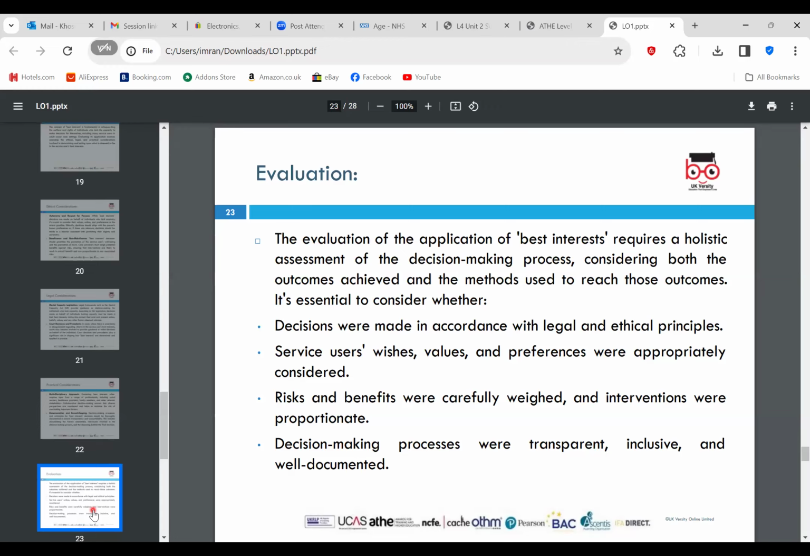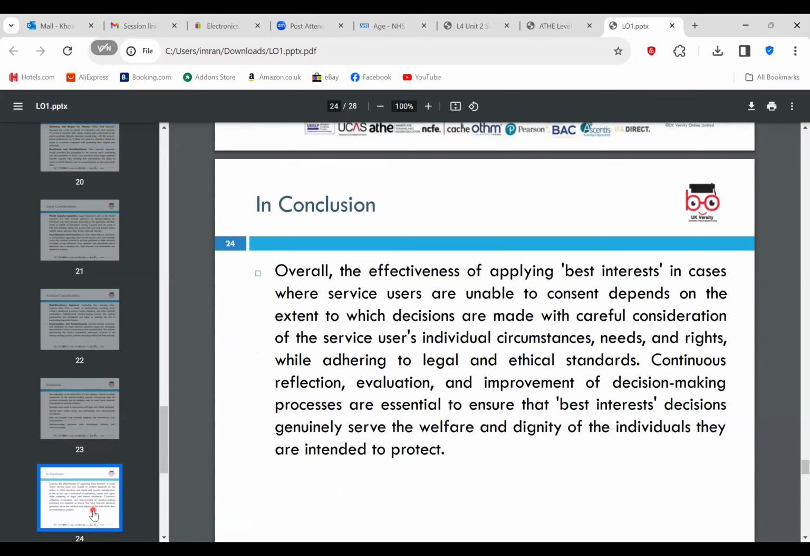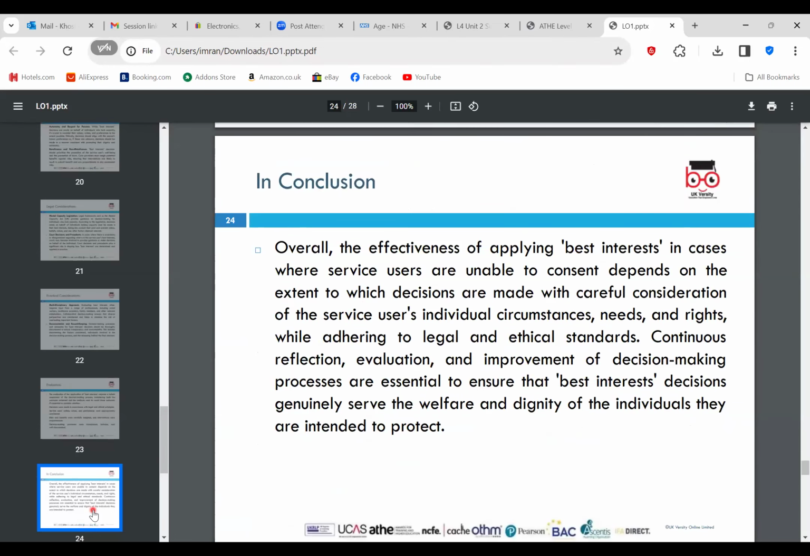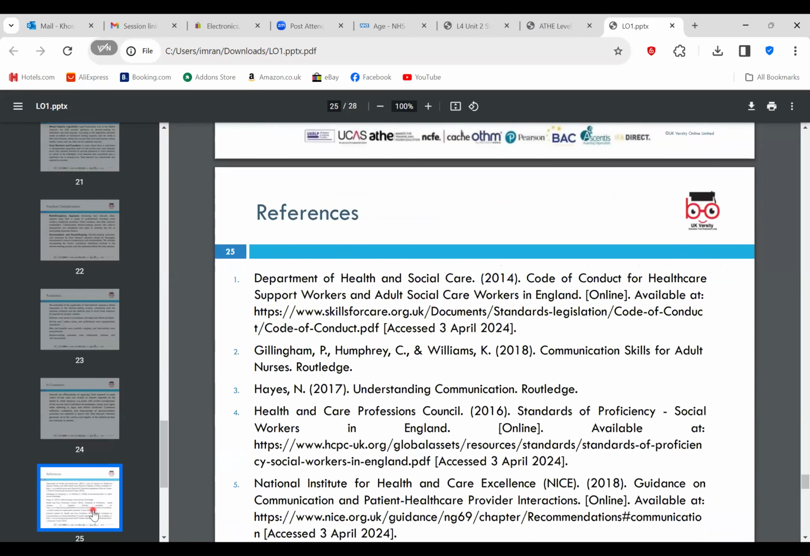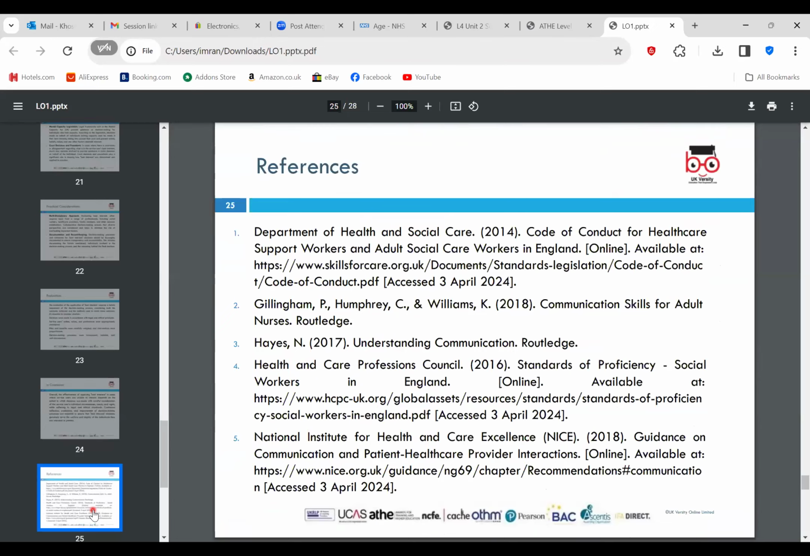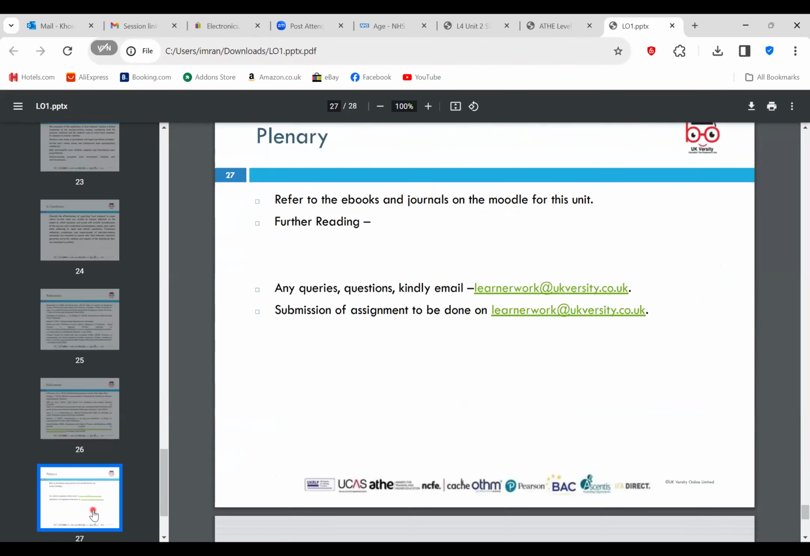Conclusion: the overall effectiveness of applying best interests in cases where service users are unable to consent depends upon various things, which we've talked about earlier. You would have legal and ethical standards there. Continuous reflection, evaluation, and improvement of decision-making processes are very important to ensure that best interest decisions have genuinely been served. These are some of the references if you would want to go through them. And yeah, that's about it from my side.